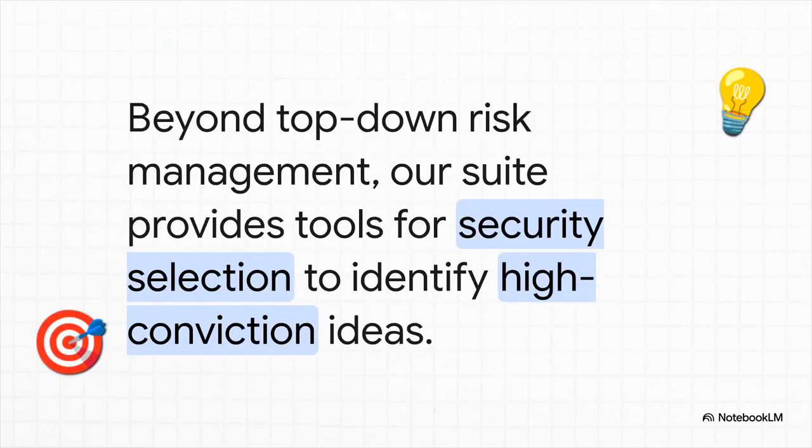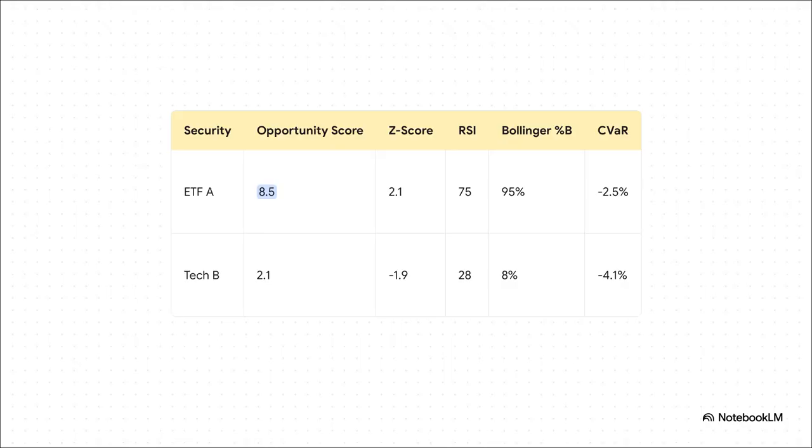Now, this is not just about top-down risk management. Our suite also provides incredibly powerful tools for security selection. So let's look at the Research Analytics and Trading Opportunities dashboard. We call it RADO, which is designed to surface high-conviction ideas. As you look at the interface here, the key metric I want you to focus on is the proprietary opportunity score, right there in the second column.